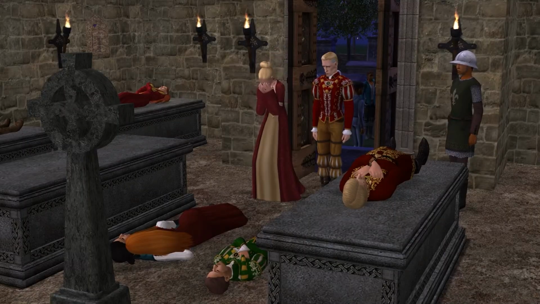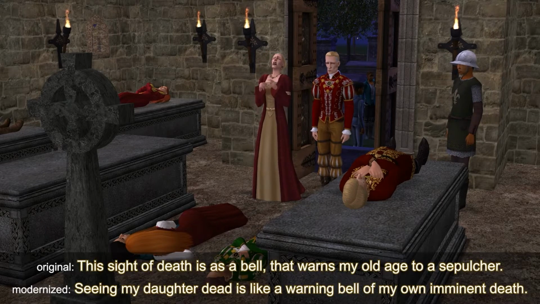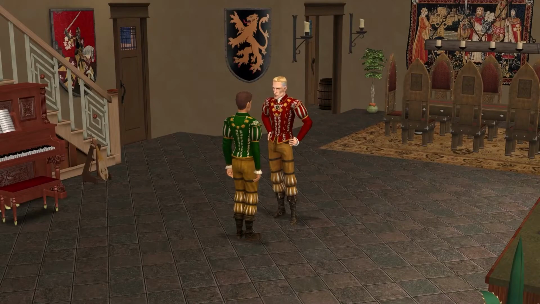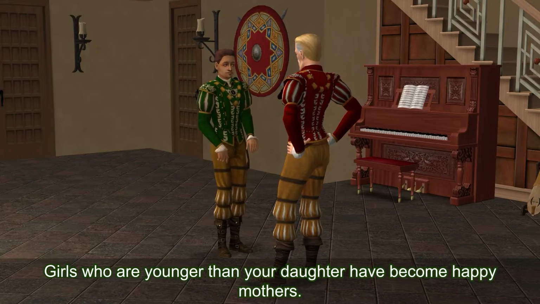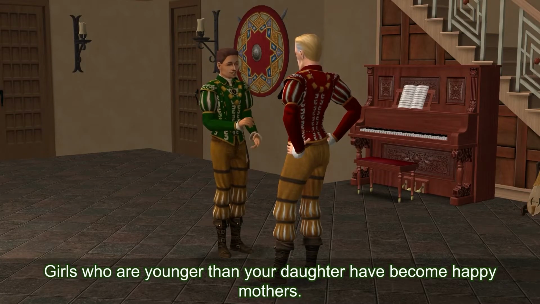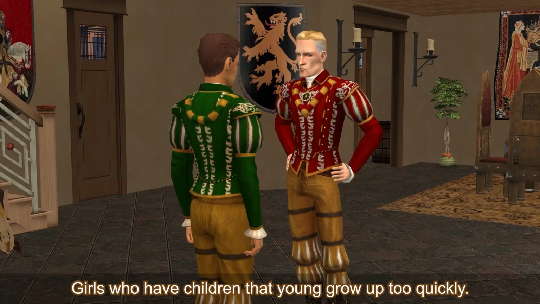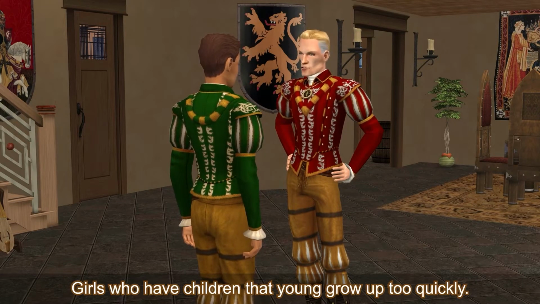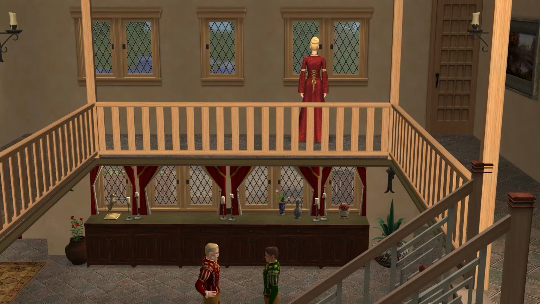For example, when Lady Capulet sees her dead daughter in the final scene, she says, "The sight of death is as a bell that warns my old age to a sepulchre." She's not even 30. This seeming inconsistency might be explained by a comment that Lord Capulet makes early on when Paris comes to him to ask for Juliet's hand. Lord Capulet is probably thinking of his wife when making that reply.